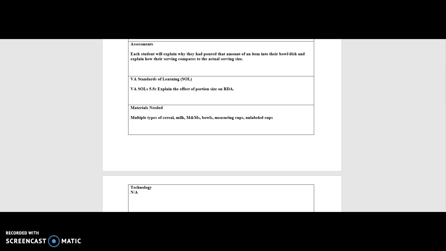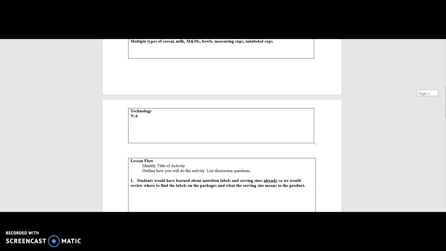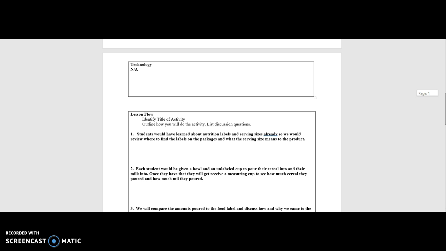Materials needed would be multiple types of cereal. We want to have a variety for kids who may say, oh, I don't like this one or I don't like that one. Milk, M&Ms, bowls, measuring cups, unlabeled cups, and soda. This unit would not require any technology except maybe a PowerPoint if one were to be created as a review for serving sizes and recommended daily allowances.